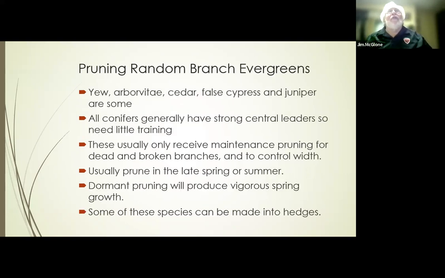With the random branched evergreens, things like yews and arborvitaes and cedars and false cypress, junipers, generally, if you leave them alone, they will have a strong central leader. So you don't need to train it. Now, if you want to turn it into a hedge, then you do have to do a lot of training by cutting that strong central leader. That's going to encourage those side branches to grow more strongly and start trying to become the central leader. Usually these things get pruned in late spring or summer. If you prune it during the dormant season, you're going to get a lot of vigorous spring growth because you're pruning off a lot of those growth sites. So what's left is going to get more energy and it's going to grow more.